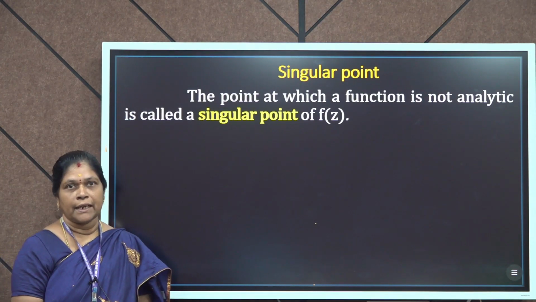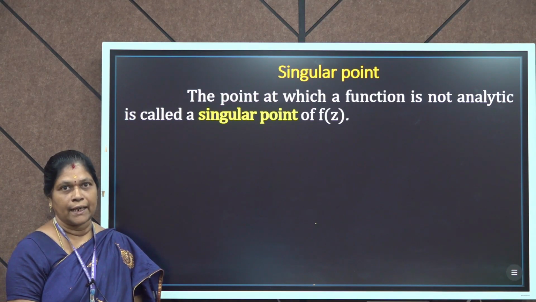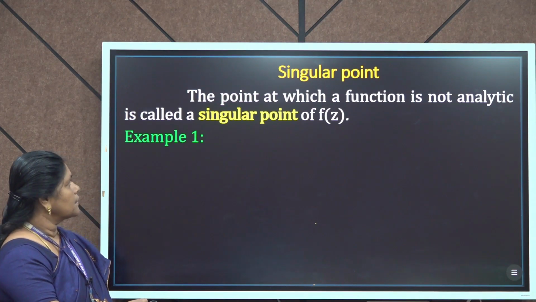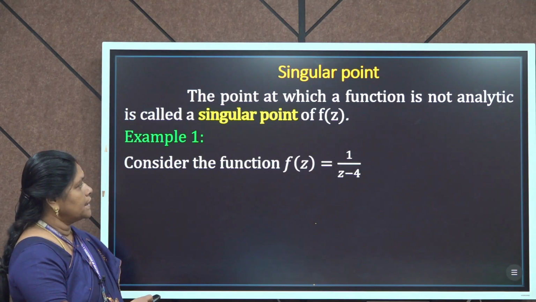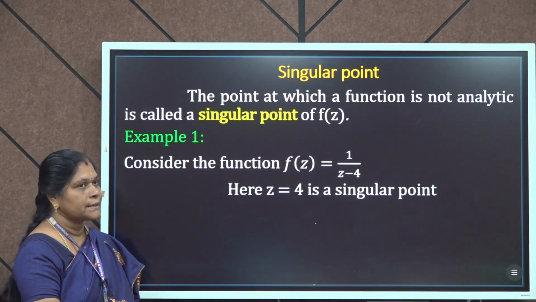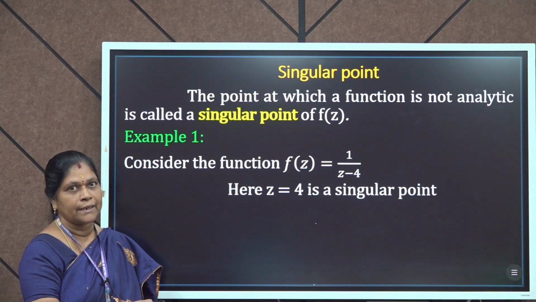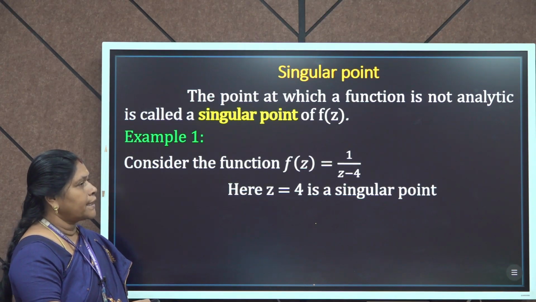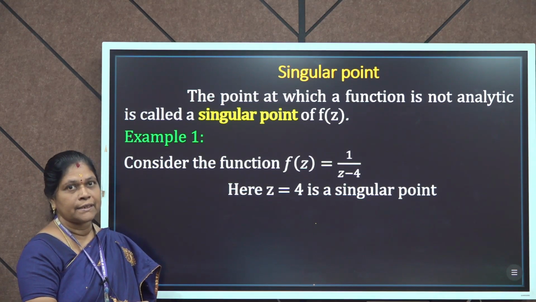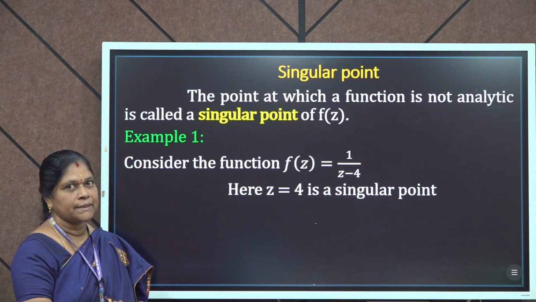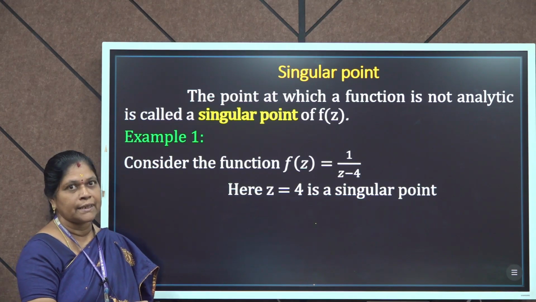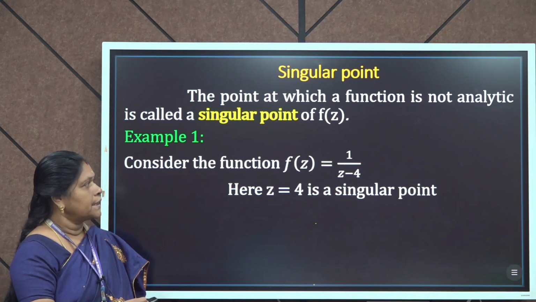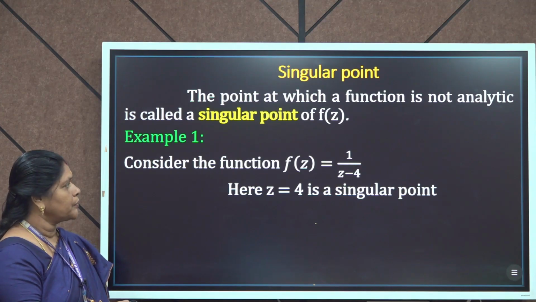Singular point is a point at which the function f of z is not analytic. Example, consider the function f of z is equal to 1 by z minus 4. z is equal to 4 is a singular point, since the function f of z is not analytic at z is equal to 4. Not analytic means the derivative does not exist at the particular point. Here f dash of z is equal to minus 1 by (z minus 4) the whole square. When we substitute z is equal to 4, the function is not defined, that is, the value becomes infinity. Therefore, z is equal to 4 is a singular point.